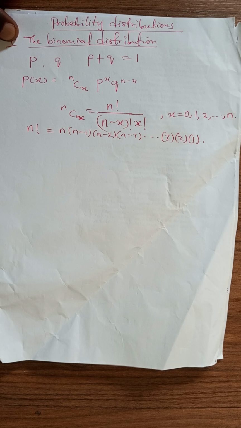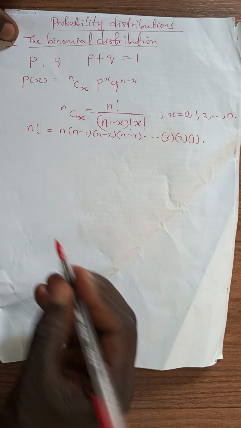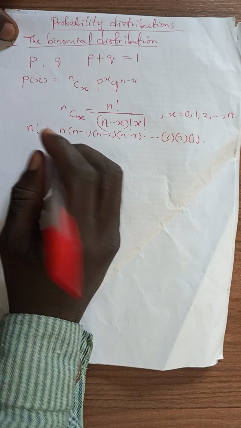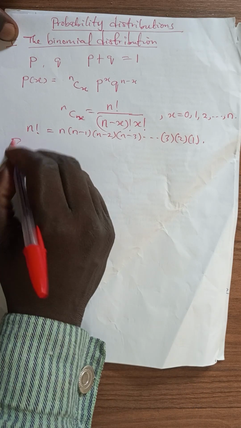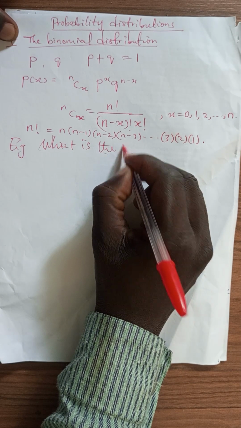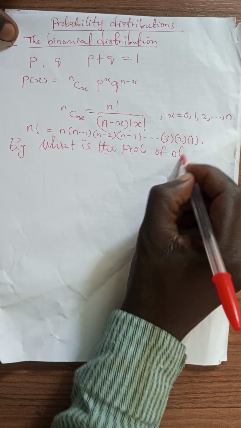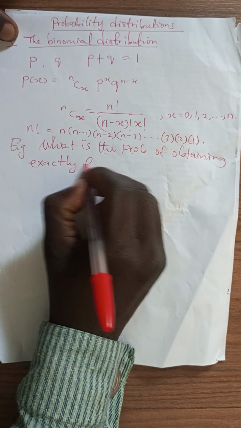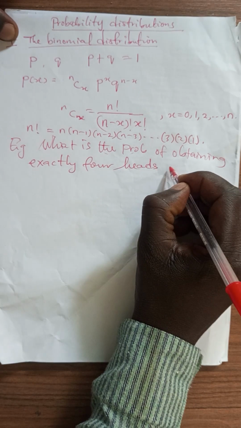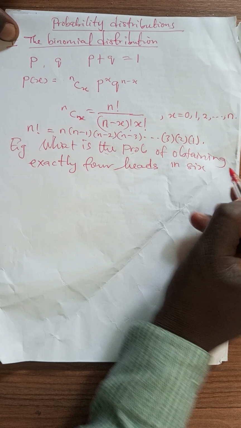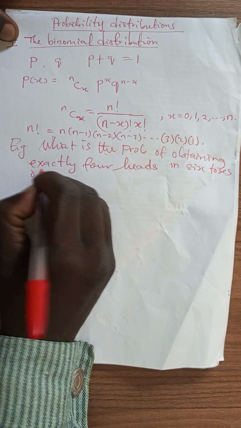So we start by taking an example. The example here is asking: what is the probability of obtaining exactly 4 heads in 6 tosses of a fair coin?